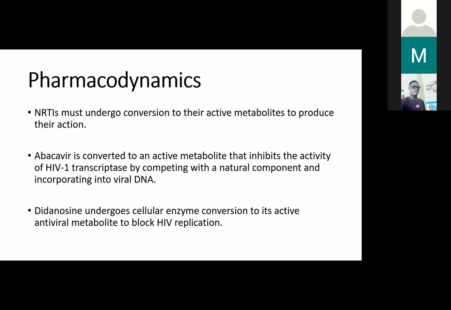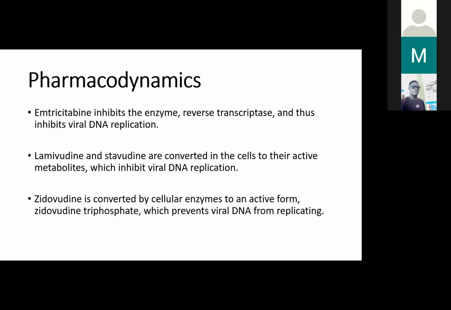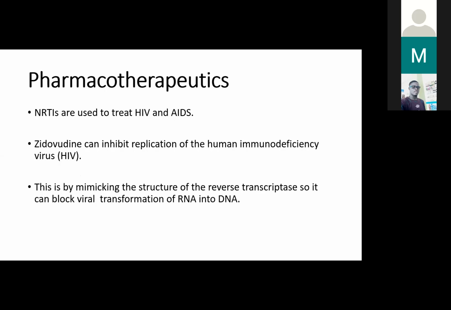So generally, as a group, what they do is inhibit reverse transcriptase, which is responsible for the transcription, the conversion of the viral RNA into DNA for incorporation into the cell's cellular division mechanism so that the virus can replicate. And so once it attacks this mechanism, the viral replication is stopped. So for all the classes, you see that there's an active metabolite which prevents the viral DNA from replicating.